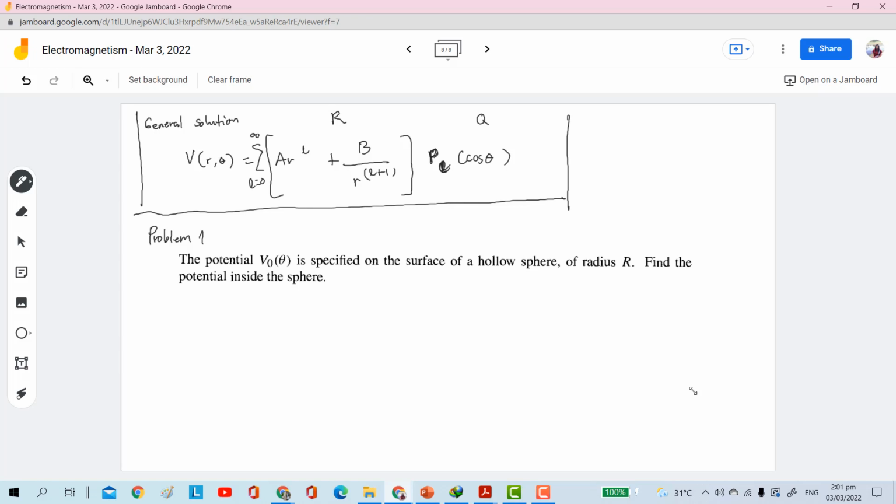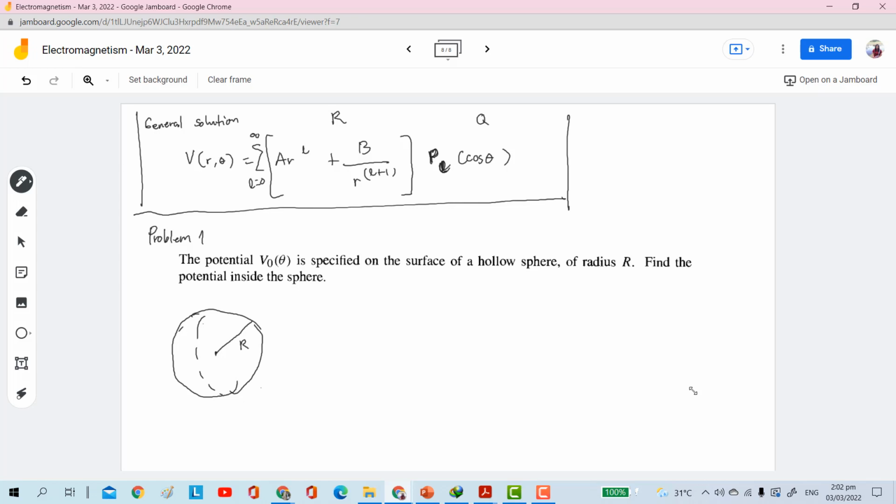The potential V naught is specified on the surface of a hollow sphere of radius r. So, the problem is to find the potential inside the sphere. Okay, so naka-sphere of radius, sorry. This is supposed to be a sphere. The radius of the sphere is r. Hollow siya. Hollow nga sphere. And then, the potential V naught, which is a function of theta, is specified on the surface.